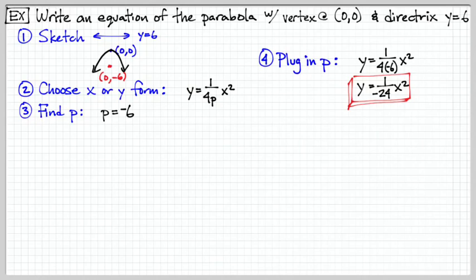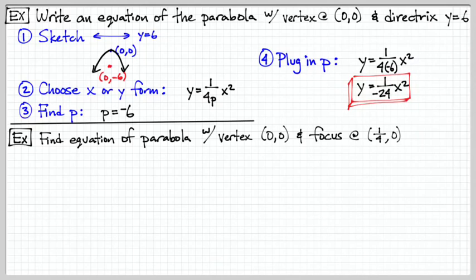We then plug that into the formula, or the focus form equation, and we get y is equal to 1 over negative 24 x squared. And you could put this negative sign up here on top, or right here next to the fraction sign. I just chose to put it here just to connect it with this right up here, but it doesn't really matter.